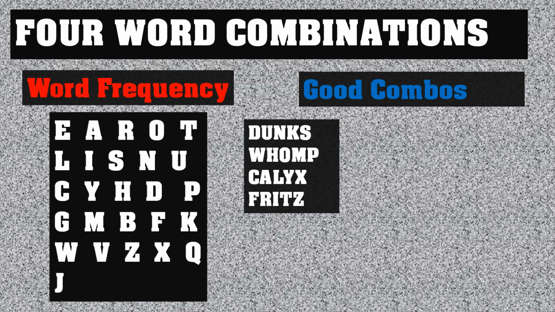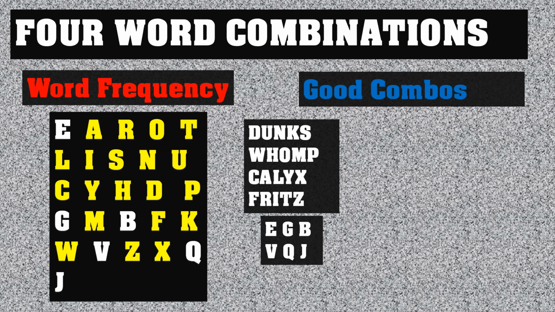4-word combinations. I'm going to look at 3 different combinations of 4 words. The first one is dunks, womp, calyx, and fritz. I actually heard a very similar one to this with, instead of dunks, I think it was junks, but I don't like using the letter J if I don't have to. But this covers an awful lot of letters. There are no repeated letters in this entire thing, so it covers 20 letters with 4 words, and that's great coverage. The letters that are not covered, however, are E, G, B, V, J, and Q.